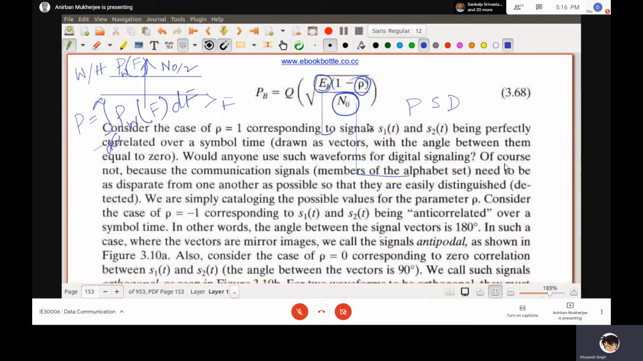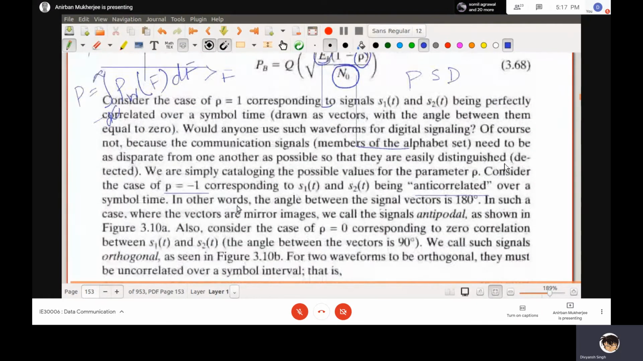Now say I choose S1(t) and S2(t) in a different way, then your rho will be different. If I choose my S1(t) and S2(t) such that they are anti-correlated over a symbol time, please remember this, anti-correlated means rho equal to minus 1. When can it be rho equal to minus 1? Say I can choose some S1(t) and S2(t). That means rho equal to minus 1 means I have just drawn the picture, if you remember the rho equal to minus 1 case.